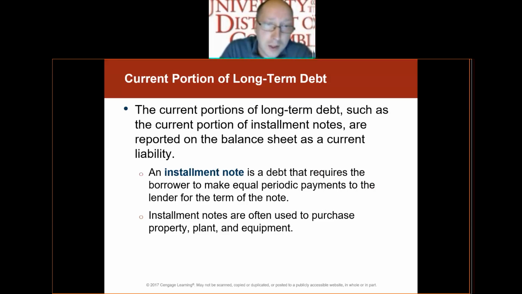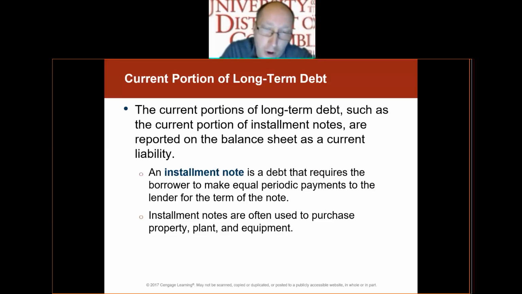Okay. And this is done by an installment note, which is a debt that requires the borrower to make equal periodic payments over the life or the term of the note. For example, a car, $25,000, 5 years, equal installments, which is 12 payments per year for those 5 years, right? Works just like a mortgage. Same concept.